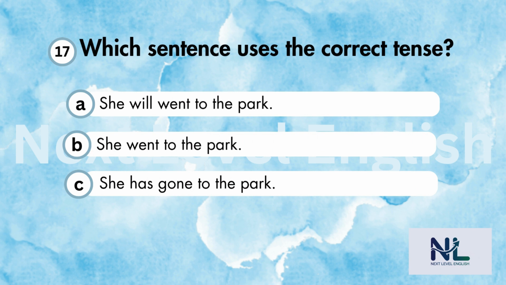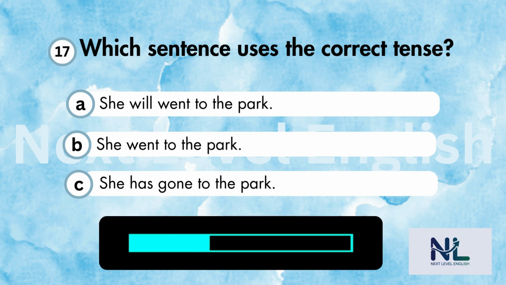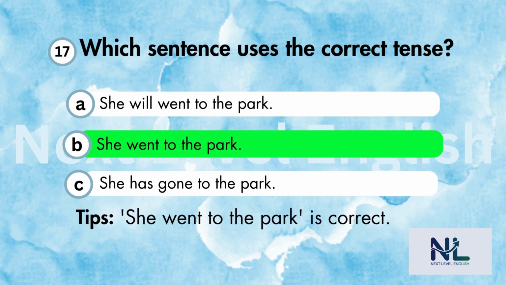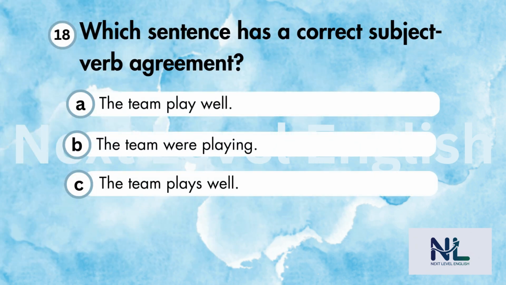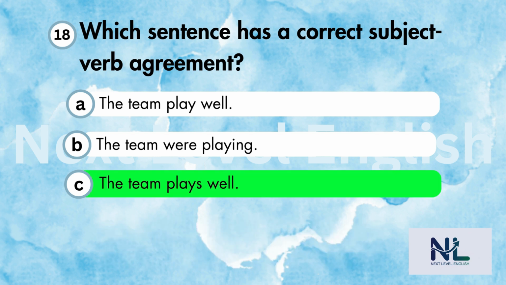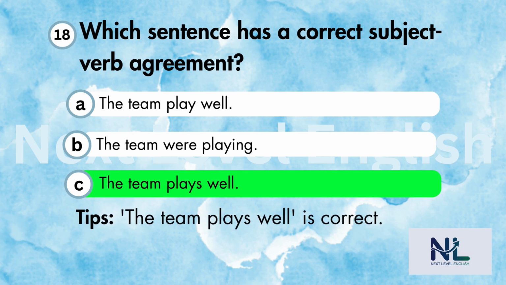17. Which sentence uses the correct tense? She went to the park. Tips: she went to the park is correct. 18. Which sentence has a correct subject-verb agreement? The team plays well. Tips: the team plays well is correct.